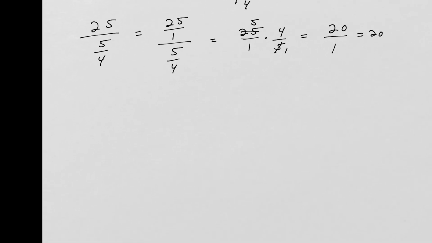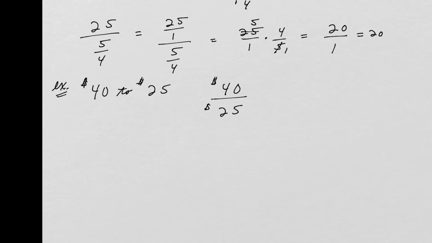Okay, those are all pure numbers. What if I have units attached? So let's say I want to simplify $40 to $25. I put $40 over $25, I form that quotient, that fraction. Notice here that the units of dollars are going to cancel. Think of it as dollars over dollars, that's gone. And then I can simplify this because 5 goes into both of them: 5 goes into 40 8 times, 5 goes into 25 5 times.